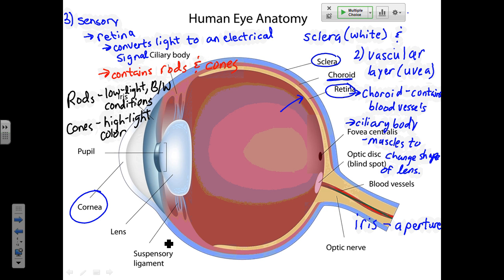People who are colorblind are missing some set of these cones. So you have different cones that are for different colors, and people that are colorblind, like my son is colorblind, he can't tell purple from blue or something.